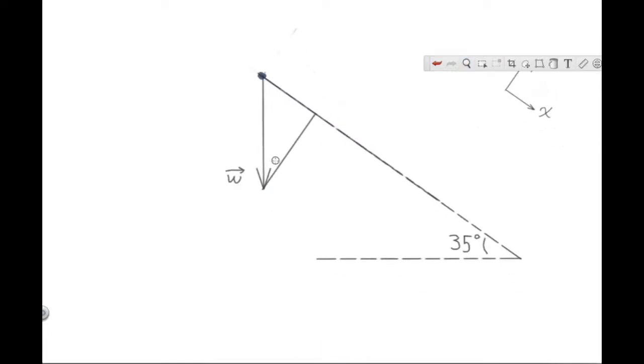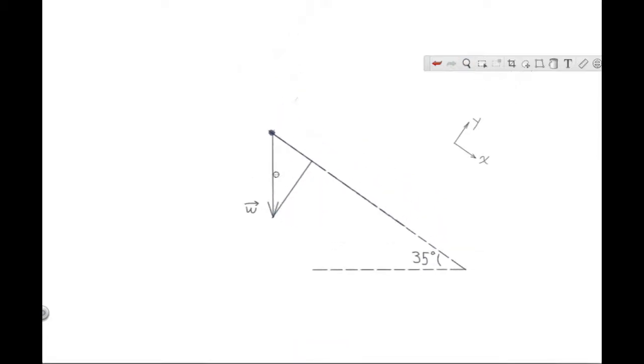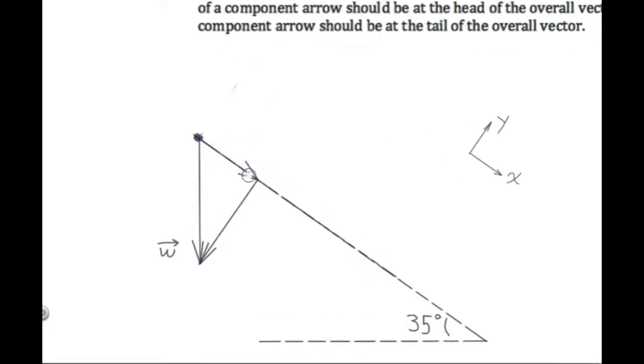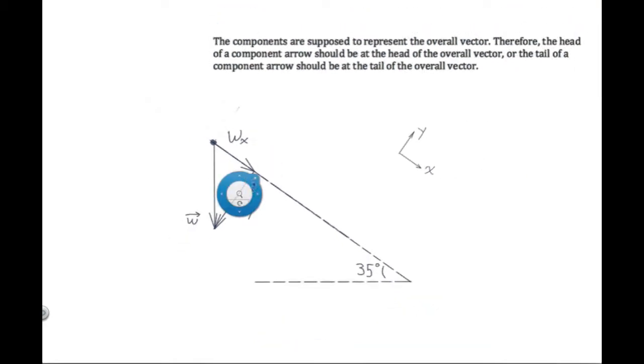Now I want to figure out the arrows on these two lines. Using this rule, where we have the head of the overall vector, we should also have the head of the component. And where we have the tail of the overall vector, we should have the tail of the component. Make sure you label those. This was the side parallel to the x-axis, so this is w sub x. And this was the side parallel to the y-axis, so this is w sub y. So those are our components.